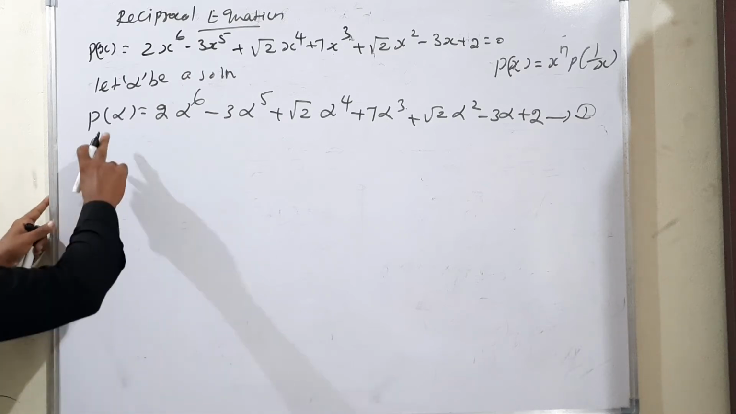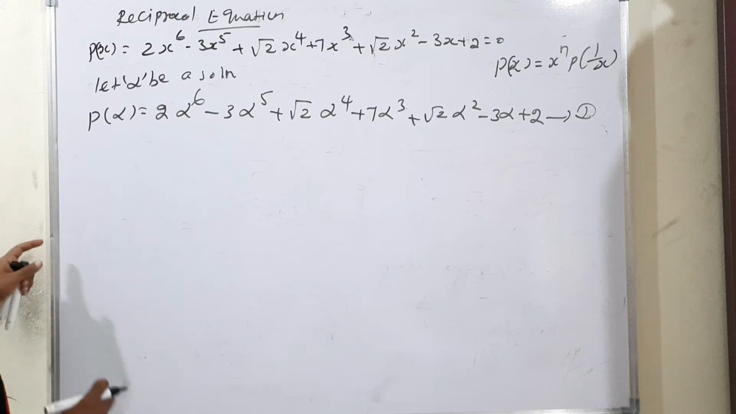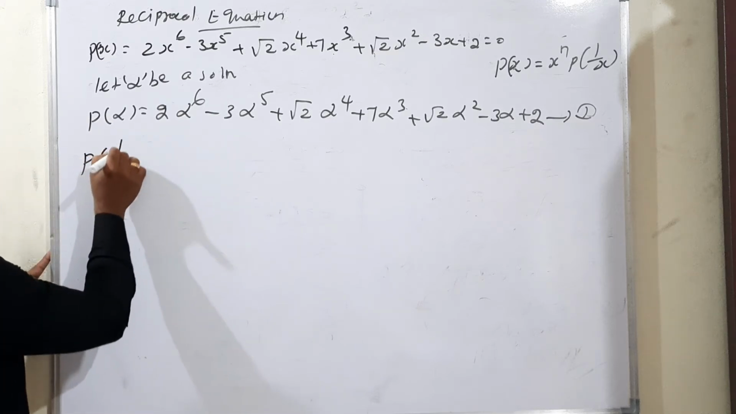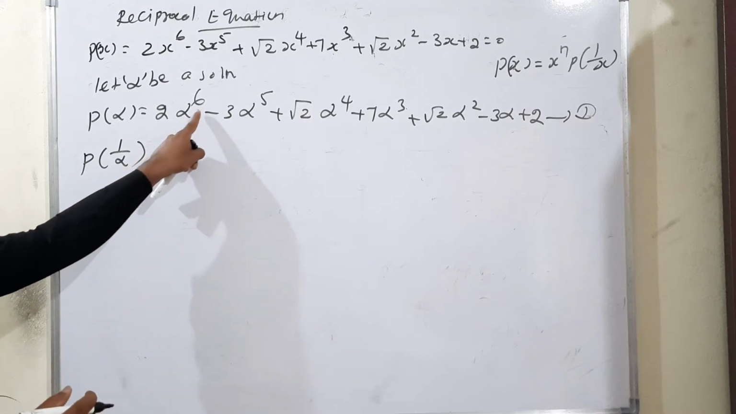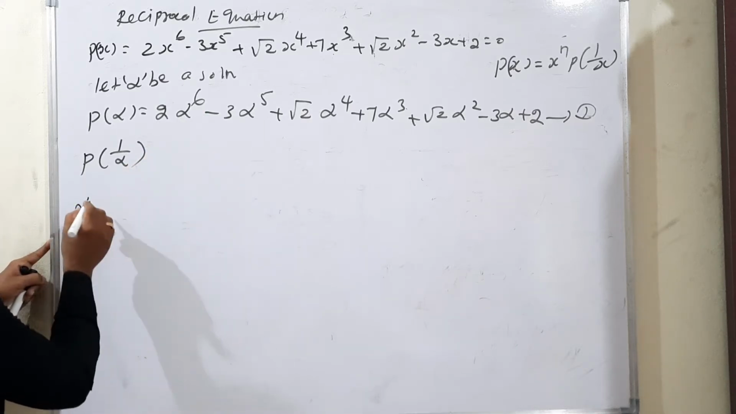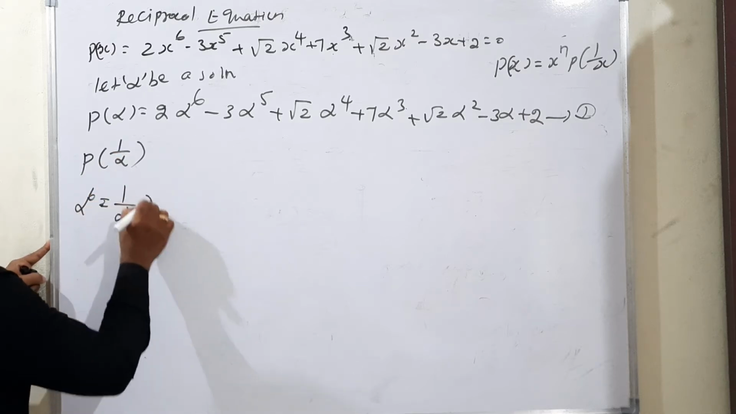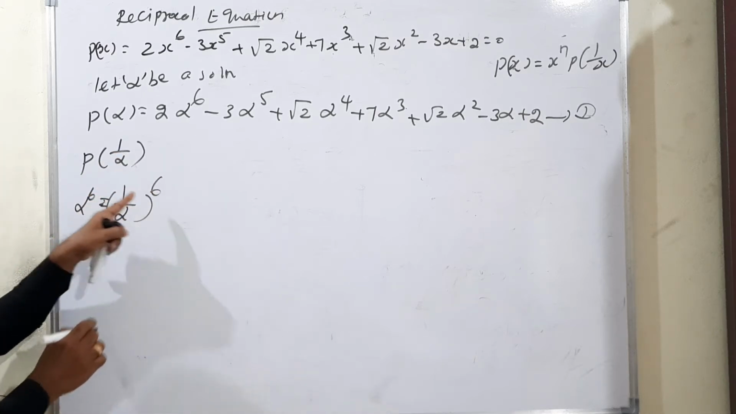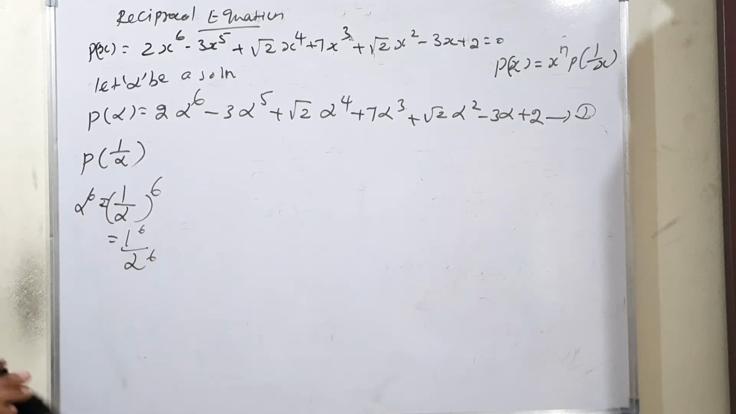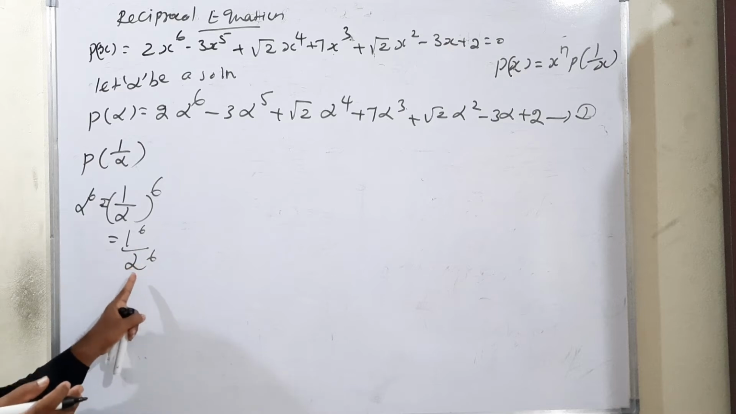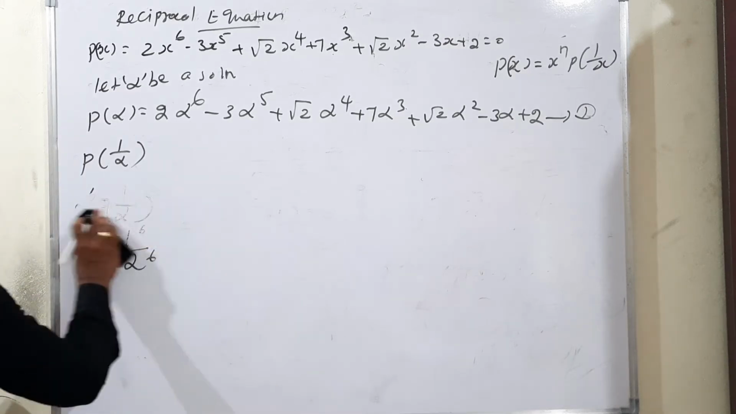So instead of alpha we have to take the reciprocal first. What will happen? P of 1 by alpha. Alpha power 6 means each term becomes 1 by alpha, the whole power 6. We already know 1 power 6 divided by alpha power 6. One power anything is 1, so you just have to divide by the alpha power value. Do it one by one.